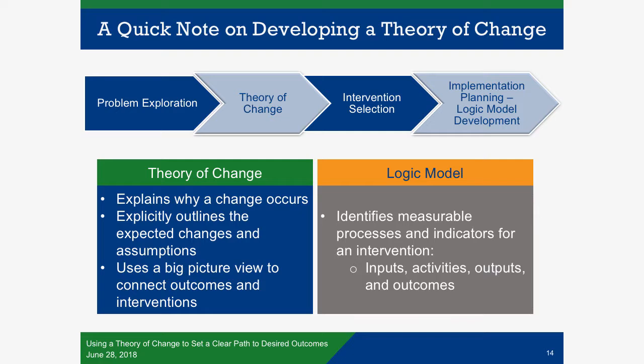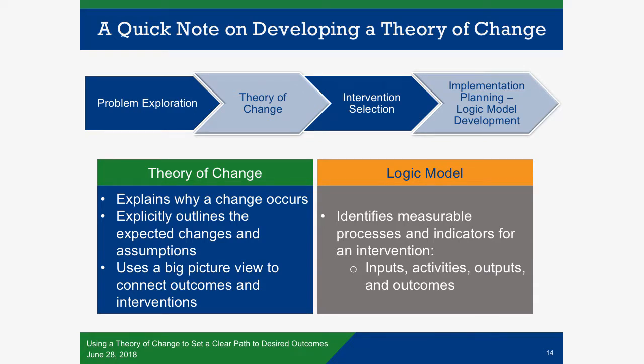So a theory of change explains why a change is expected to occur, and it shows the pathway from the root cause of the problem to the desired outcome, as Tori illustrated earlier with her example. And it also provides the strategic, big picture view and outlines the relationships between outcomes where multiple interventions may be needed to address a problem comprehensively.